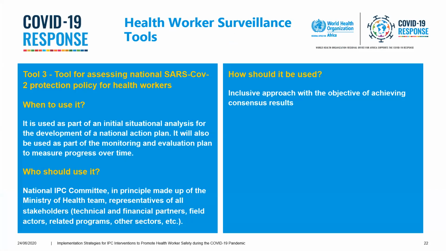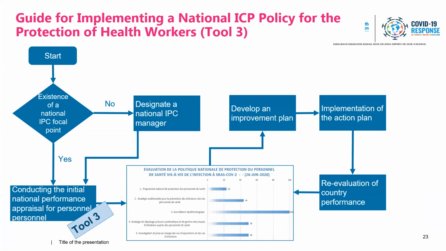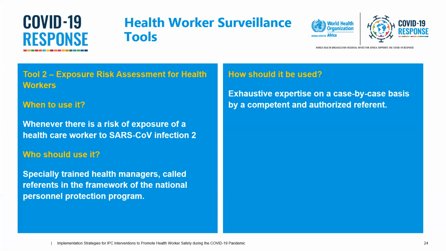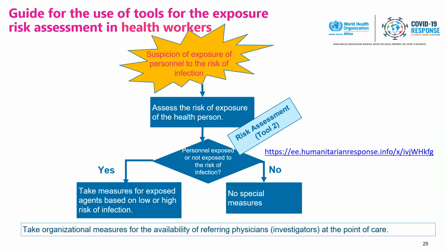There are 3 tools that you can use to assess your national COVID-19 policy for health workers. So that's what this slide is talking about. Here's the algorithm for that tool. The second tool that we've developed is exposure risk assessment for health workers. So doing active surveillance at your healthcare facility. And here's the algorithm for that.